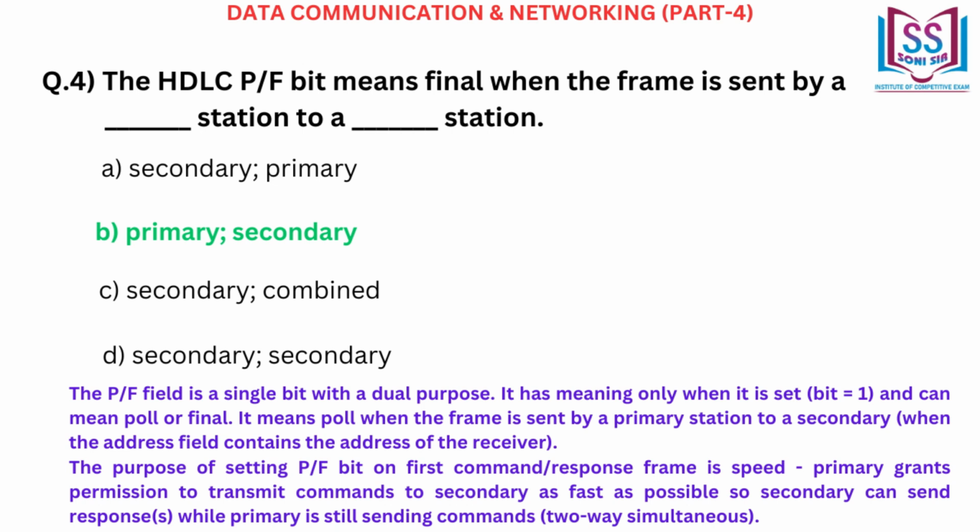The purpose of setting the P/F bit on the first command response frame is speed. The primary grants permission to transmit commands to the secondary as fast as possible, so the secondary can send responses while the primary is still sending commands, two-way simultaneous.